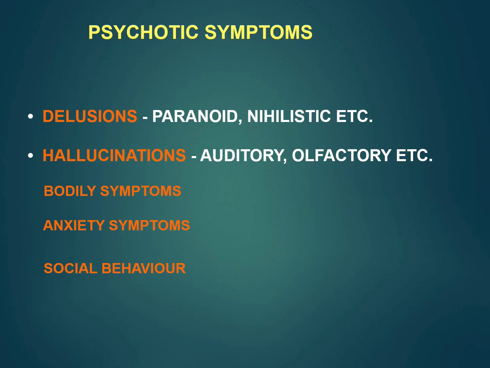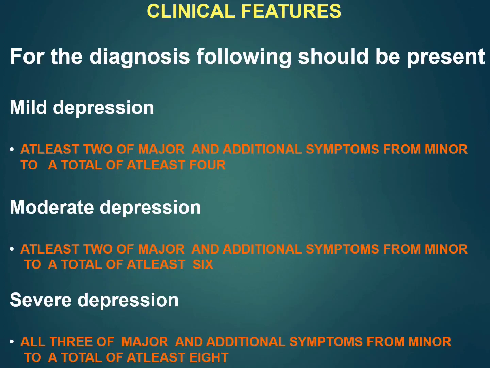Or they'll be listening to shouts around, a lot of people fighting, or maybe they're listening to derogatory, abusive voices. So those kinds of hallucinations. Similarly, olfactory, also bad smells, that kind of hallucination. Then there are bodily symptoms, anxiety symptoms, and social behavior, of course, withdrawn, agitated, those kinds of behaviors are there.